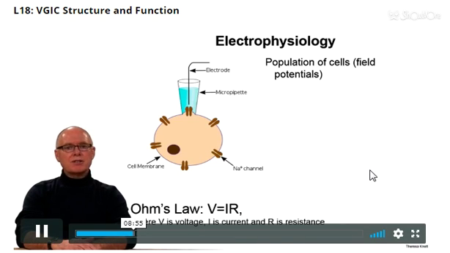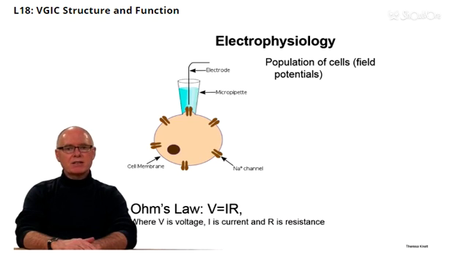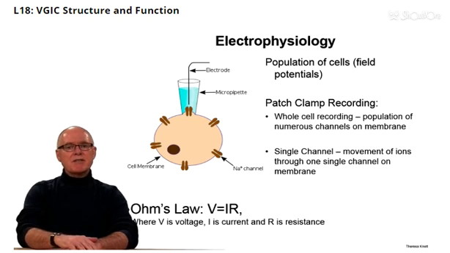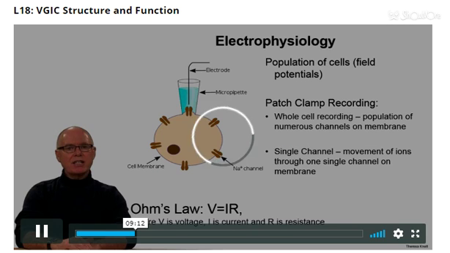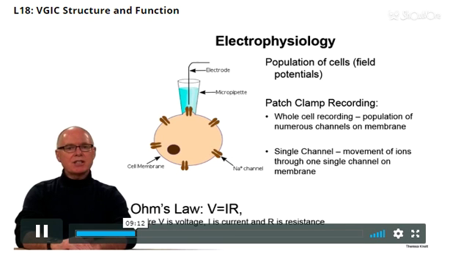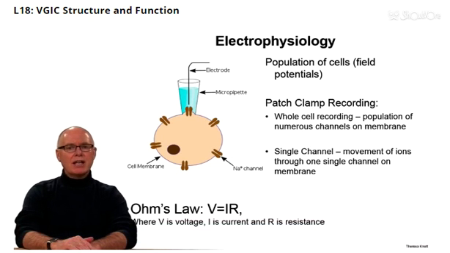Field potentials also measure the change in voltage from a population of cells. When studying specific channels of interest, researchers are more likely to use either patch clamp recordings or single channel recordings. Patch clamp recording includes recording changes in current flow or membrane potential as a result of many channels opening and closing within a cell. And single-channel recordings are the result of changes that occur from examining one specific channel in isolation.